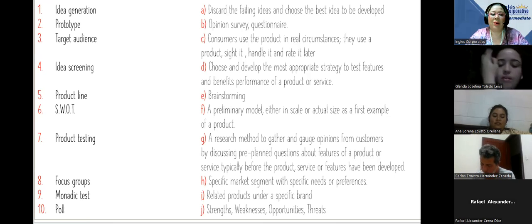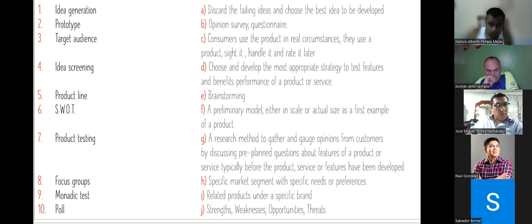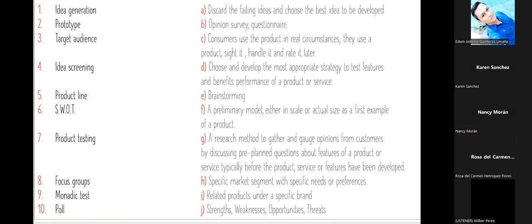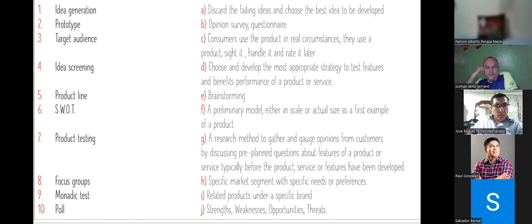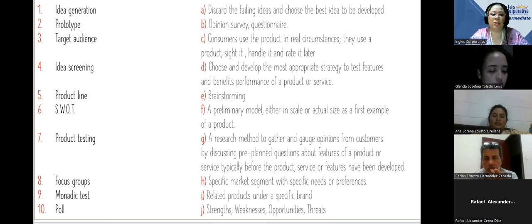Vaya, de lo que han leído ahorita, is there any question so far? No question? Ok, entonces entremos a la pantalla y comencemos, ¿verdad? Hacer nuestro match ahí.